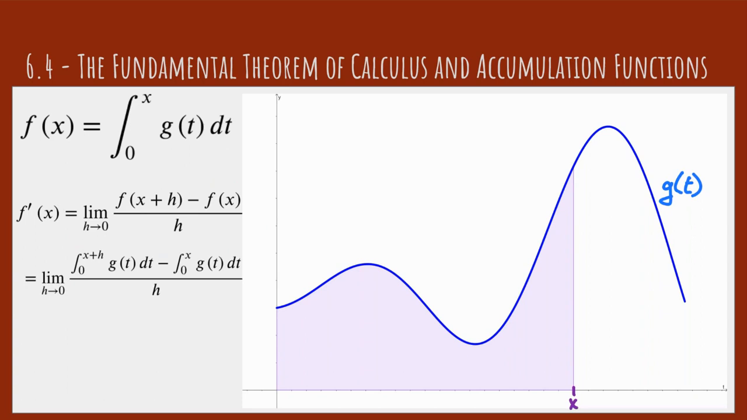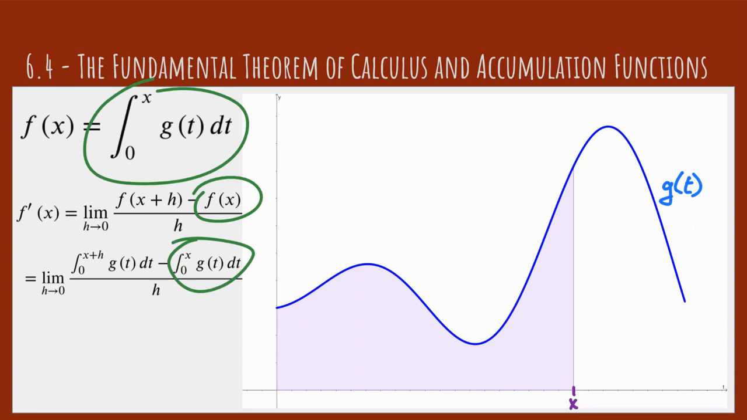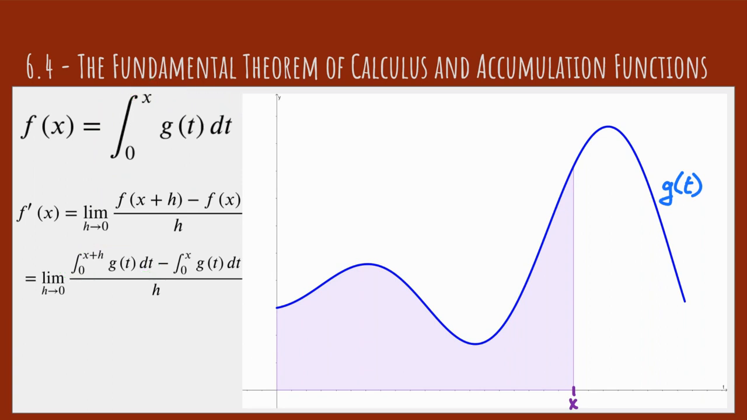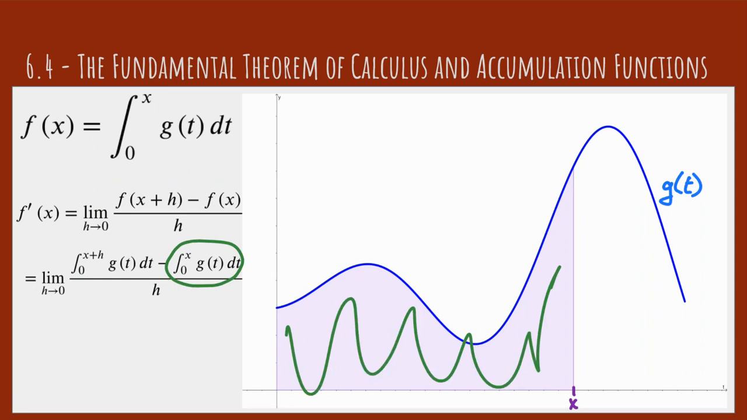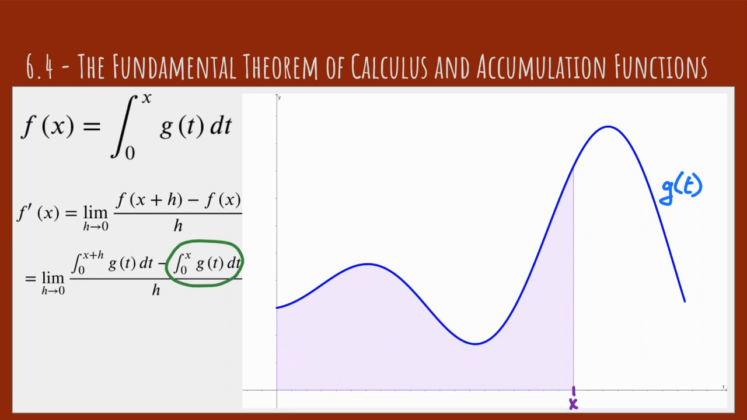So I'm going to start this by replacing the f of x here with the integral from 0 to x, so right there, and then f of x plus h is what we get when we plug x plus h in for the upper limit. So the limit that we're going to be dealing with looks like this. And so if we look at what's happening here in the graph, this area right here is given by the shaded-in purplish area right here. Okay, so that's going to be the area under the g of x function or g of t function from 0 to x. This area is going to be a little bit different.